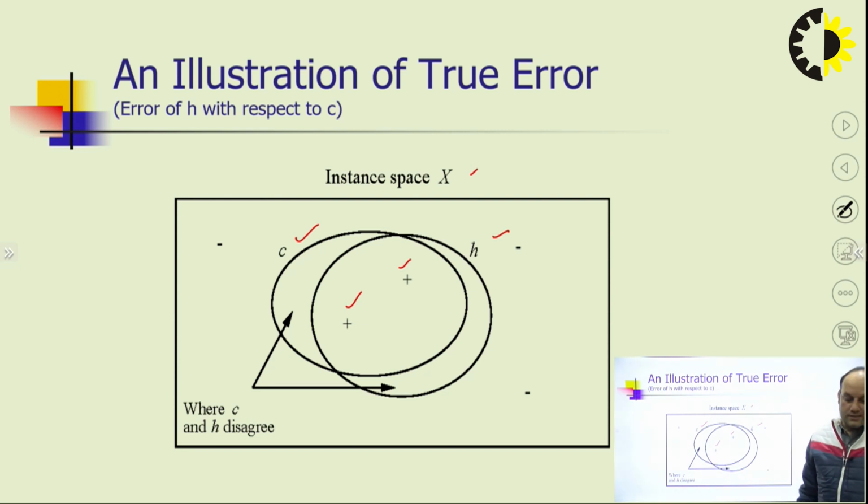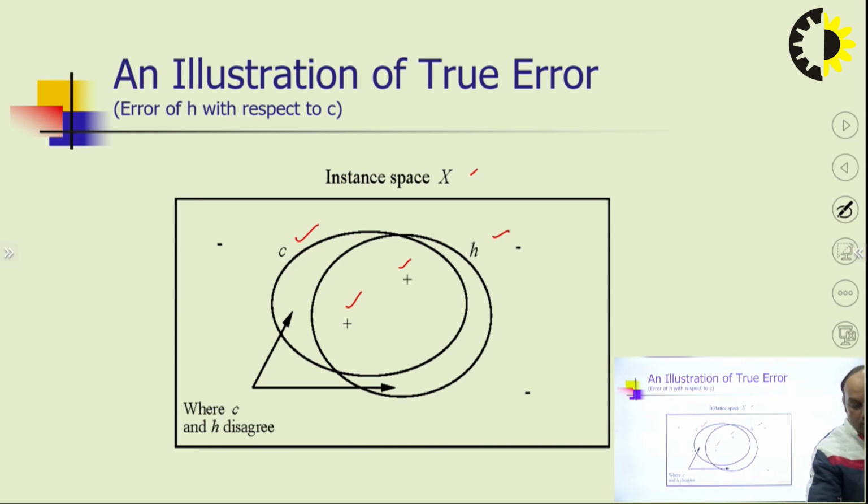So this is the definition and the concept. This concept C and H are depicted by the sets of instances within X that they label as positive. The error of H with respect to C is the probability that a randomly drawn instance will fall into the region where H and C disagree.